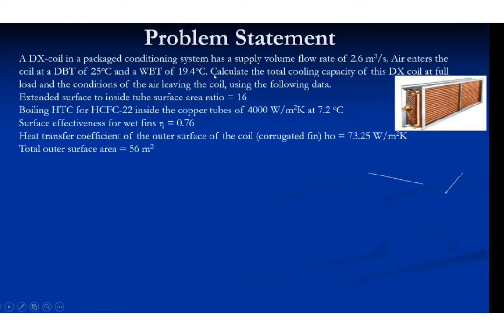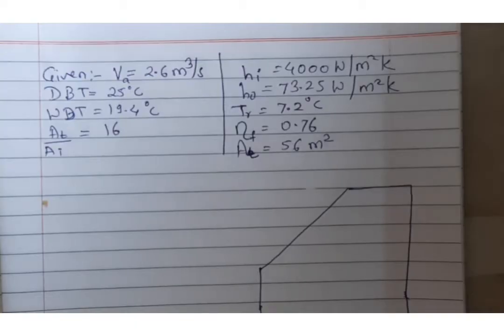extended surface to the inside tube surface area ratio is 16. Boiling heat transfer coefficient of R22 inside the copper tube is 4000 at 7.2 degrees Celsius. Surface effectiveness of the fins is 0.76. Heat transfer coefficient of the outer surface of the coil is 73.25. Total outer surface is 56 meter square. So this is the numerical for the air conditioning.